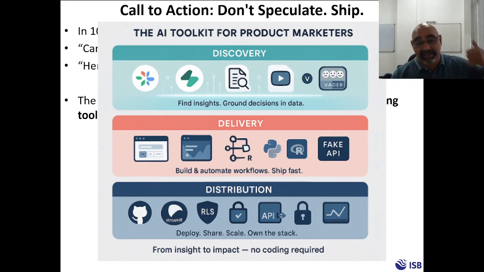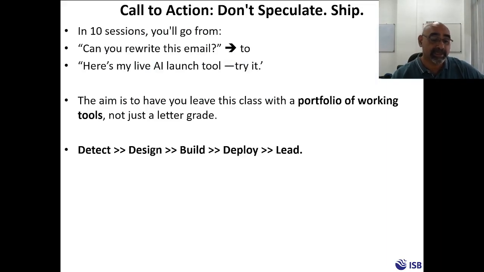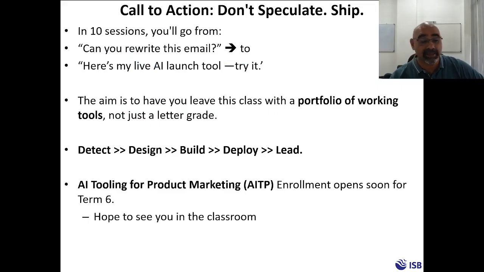So if you look at it, there's discovery, there's delivery, there's distribution, all these 3 major kind of issues in product marketing and how AI impacts them, we are going to look at rather closely. Yeah. Detect, design, build, deploy, lead, you get it, right?